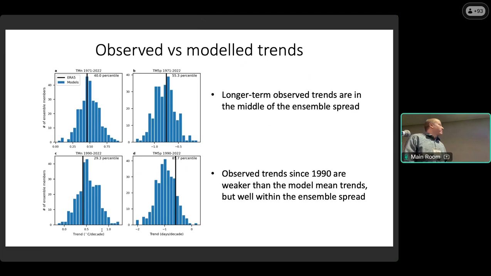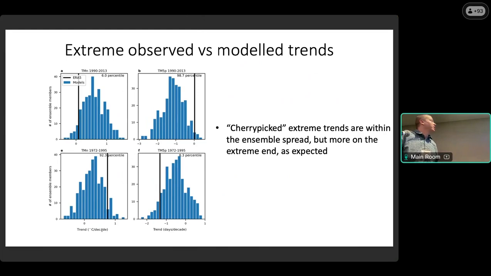And we can also cherry-pick the start and end dates to find the most extreme trends. The top is showing the period from 1990 to 2013, which saw basically no change in cold extremes. These are still within the distribution, although of course on the extreme end. We can also find trends of the same length on the opposite end of the distribution, so this earlier period, which saw some very strong trends. These are still within the distribution, but again, on the extreme end.